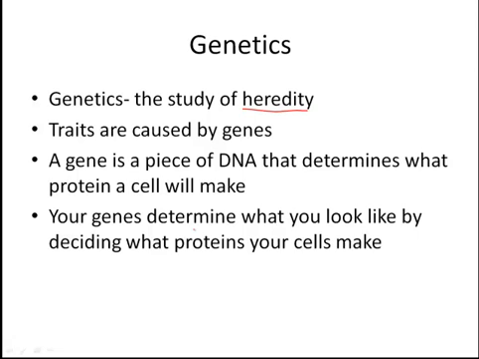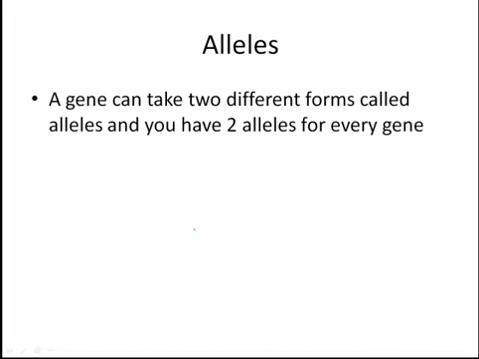So if you have brown eyes, then you made a brown protein that gave that pigment to your eyes. Now for all of our genes, we have different alleles. So a gene can have 2 different forms called alleles. And you have 2 alleles for every gene, because remember, you got one set of your genetics from your mom and the other set from your dad. So you have 2 alleles for every gene.